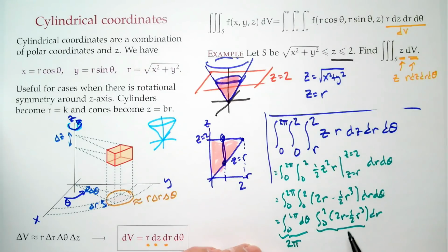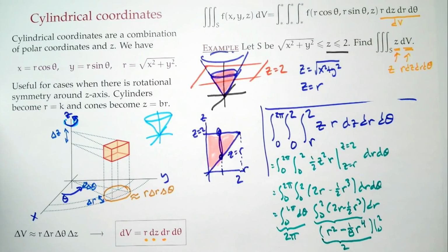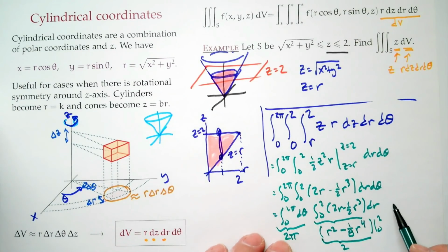Now this integral, the integral of 2r, r squared, 1/2 r cubed, 1/8 r to the 4th. Then we're going to plug in from 0 to 2. Now, if you plug in 0, you get 0. Plug in 2, you get 4 minus 1/8 times 16, which means it's 4 minus 2, also known as 2. So we get 2 pi times 2, giving us a final answer of 4 pi.